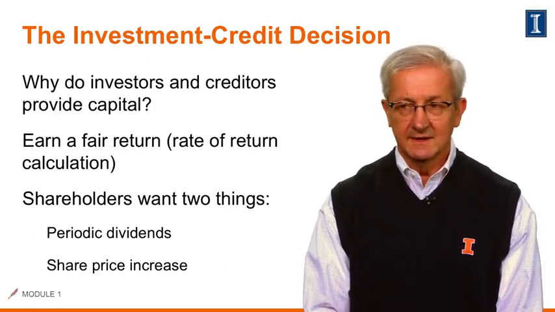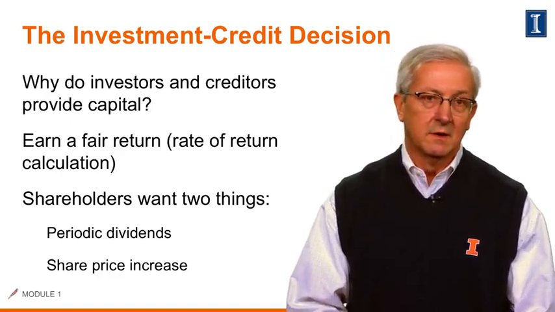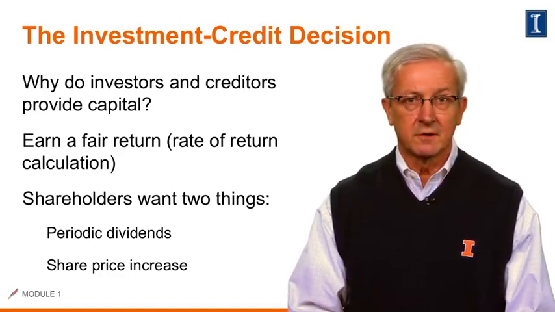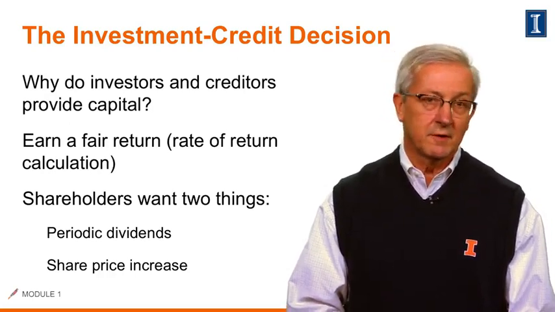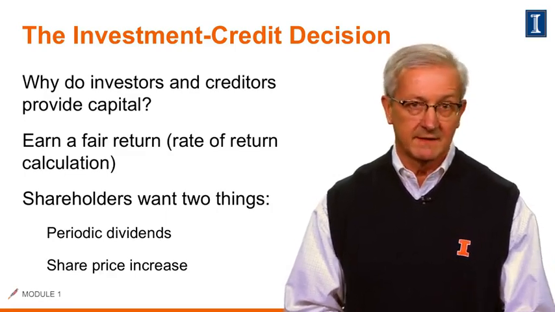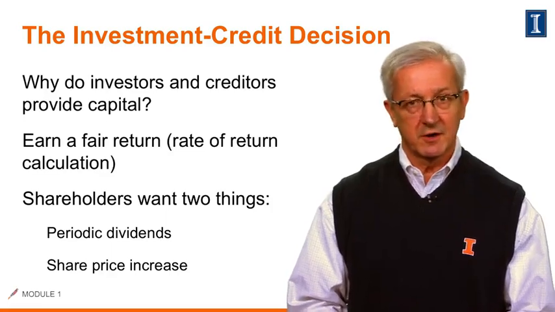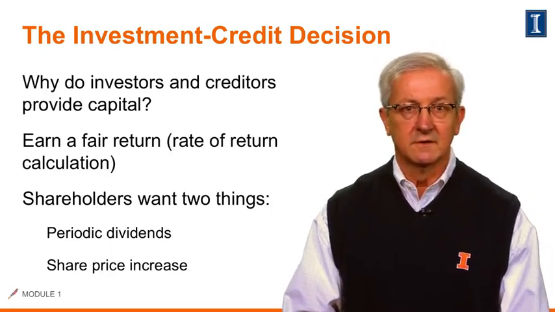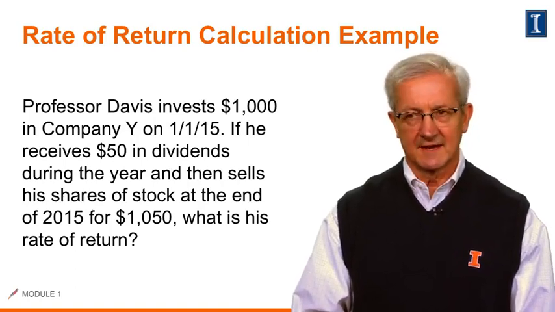But first, let's discuss why investors and creditors are willing to provide us capital. They're basically looking to earn a fair return. On the very next slide, we'll review a rate of return example. Also, our investors and shareholders want two things when they invest in our company: periodic dividends, kind of a stable return, as well as an increase in the market or share price based on our stock markets. So let's take a real quick review of a rate of return calculation example.